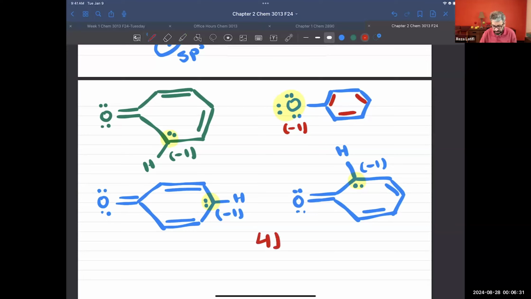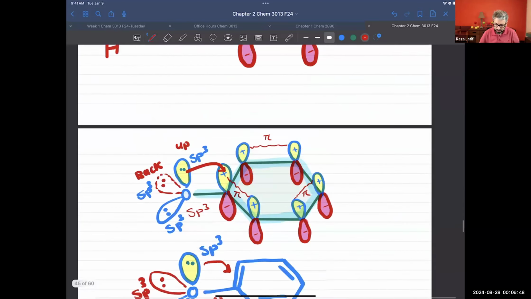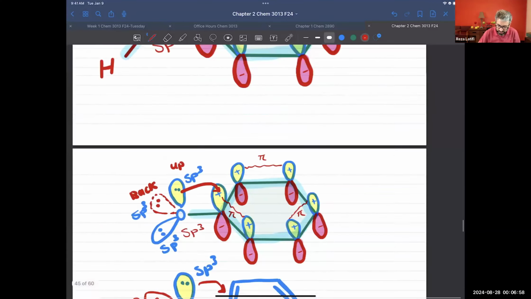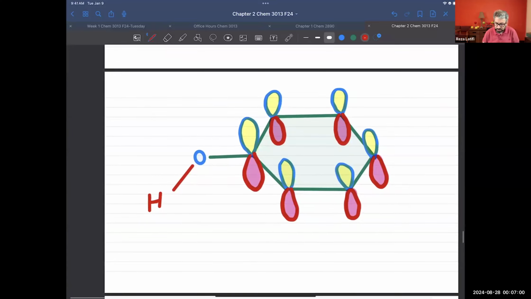If I take hydrogen from oxygen, I will get 4 resonance structures. That's one. Now, what will happen if we take this hydrogen, the one on the carbon? If we take that one, what will happen?